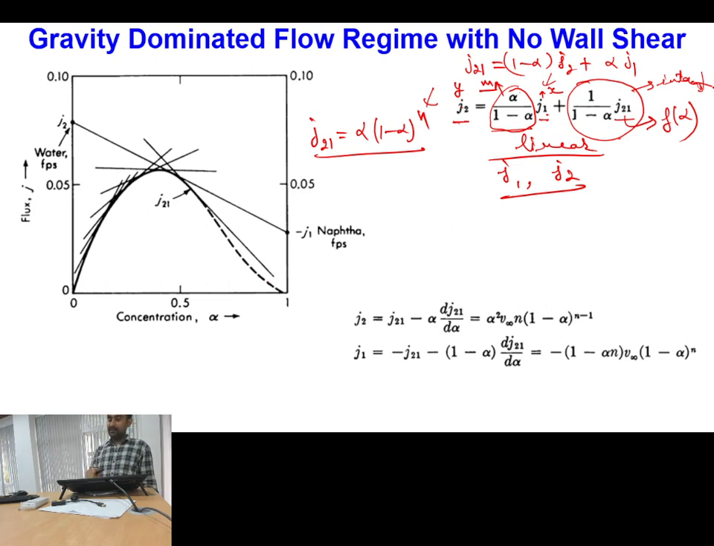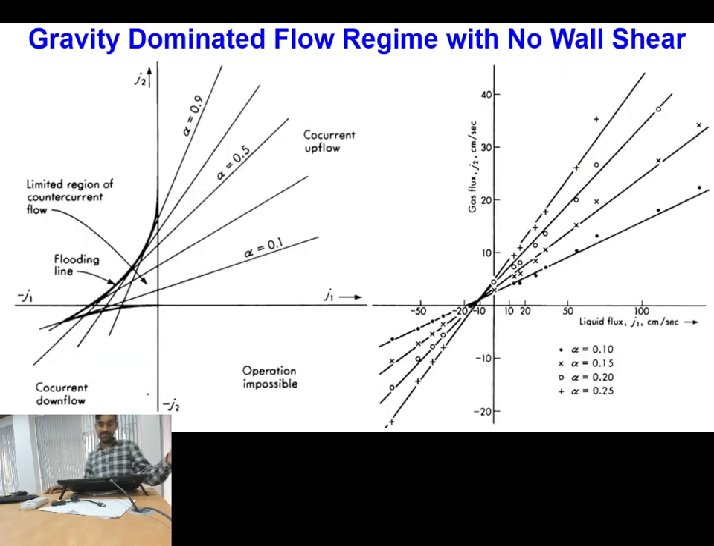So I can say that the relationship between J2 and J1 is actually linear. So whatever I am plotting over here, the same thing I can also plot on the J2 versus J1 curve. On the J2 versus J1 curve, all these lines will be linear, and these individual lines will be corresponding to different values of alpha. If you see on the J2 versus J1 plot, this is J2, this is J1, and these are the different straight lines corresponding to different values of alpha.